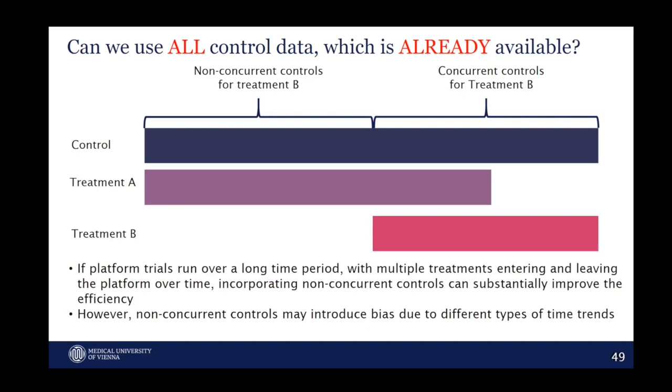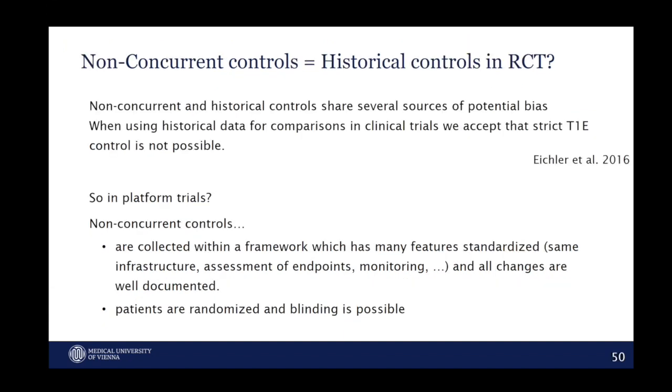On the one hand, if we use all control data, we increase efficiency. So it's easier for us to reject the null hypothesis. However, if we use non-concurrent control data, this may introduce bias due to different types of time trends.